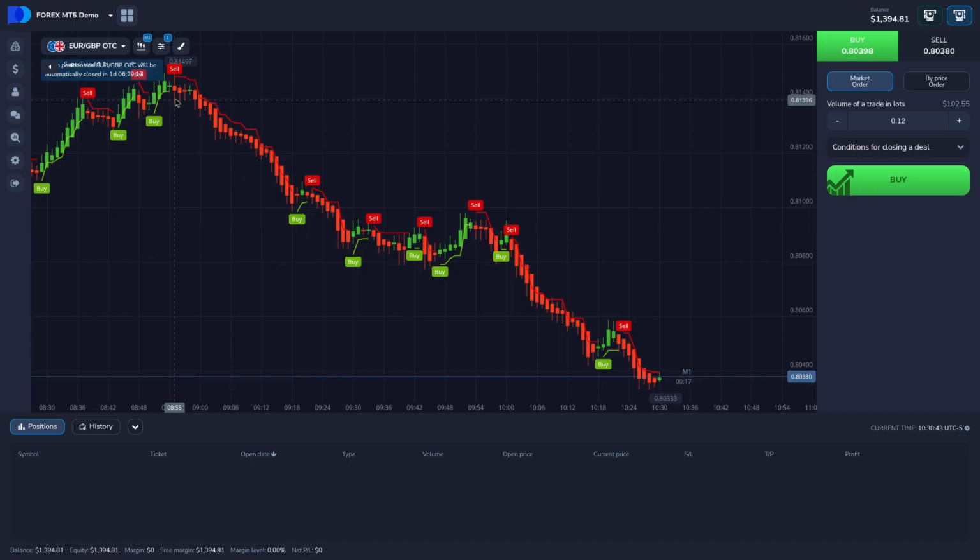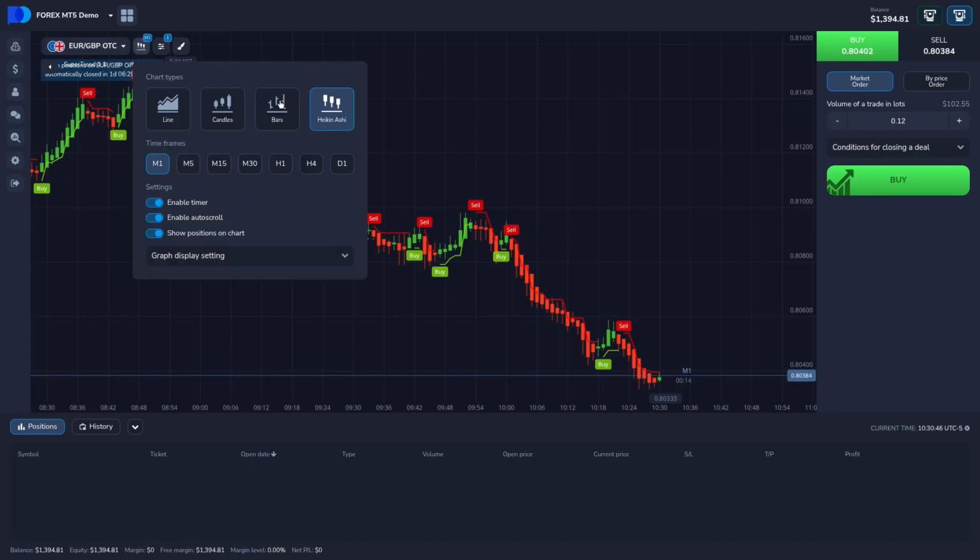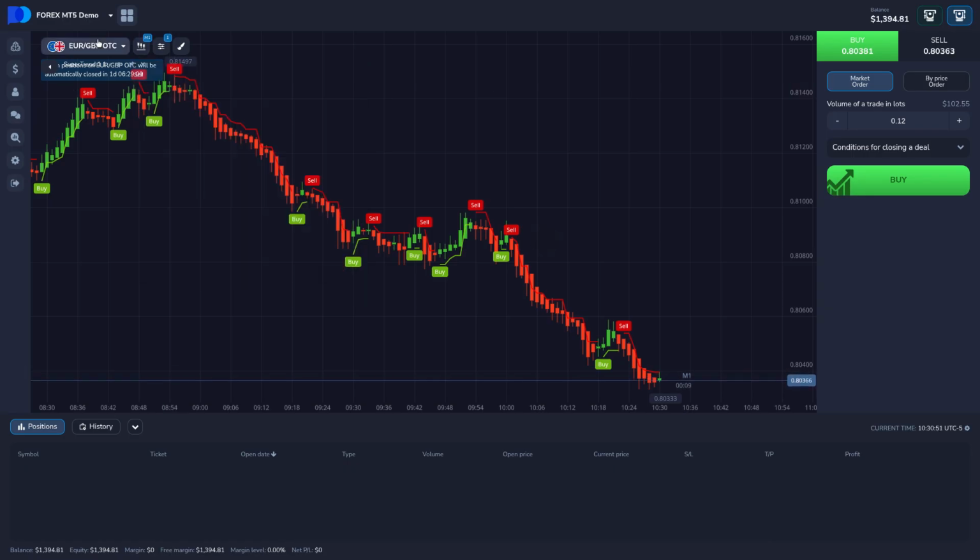Okay, we're doing Heikin-Ashi candles. We're going to wait for this candle to close. We're doing Heikin-Ashi, 1 minute candles. We're on the OTC market Forex MT5 demo account on Pocket Option. We're doing the desktop version view instead of the mobile version view.